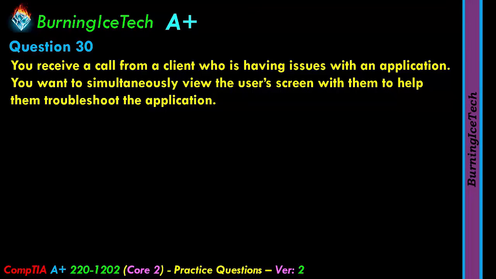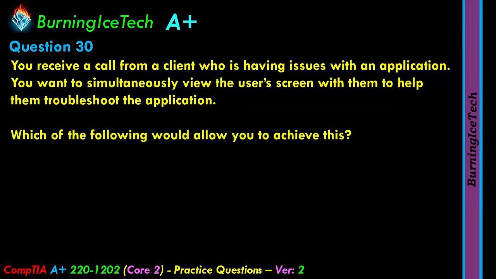But at the same time, you want to be able to see the user screen like a video stream. You want to be able to see live what they're doing. So if they move the mouse cursor, you want to be able to see that. If they click on something, you want to be able to see that. Now, which of the following will allow you to achieve this, guys? Is it RDP, which is Remote Desktop Protocol?